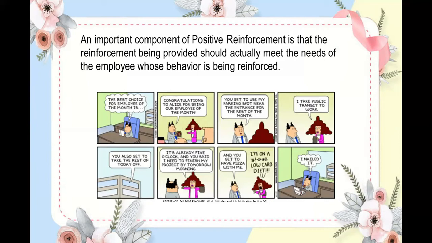See the comic strip. The comic strip is all about the conversation between the manager and the employee of the month, who is Alice. So here, Alice was given a parking spot near the entrance for the rest of the month, and was also given 2 days off from work, and also pizza. But this positive reinforcement is not needed by Alice.